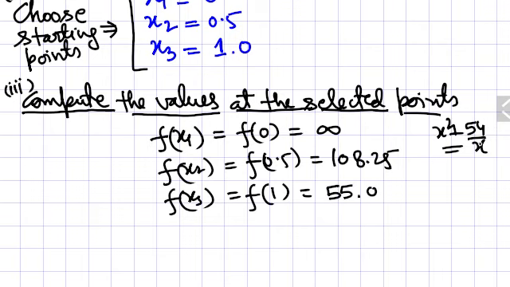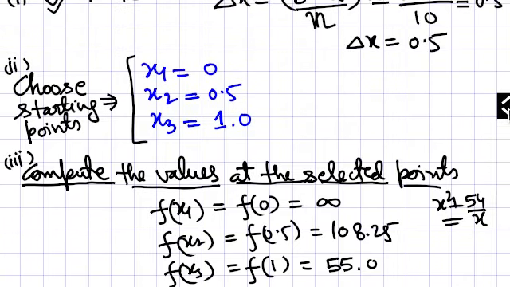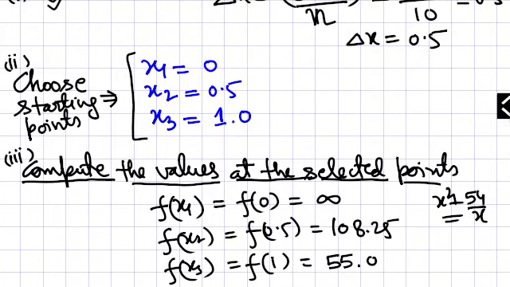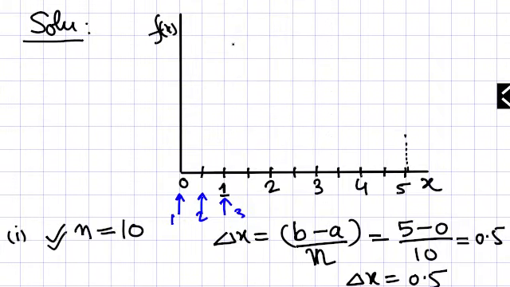Now you can see in the graph, at 0 it is infinite, at 0.5 it is coming something like 108.25, and at 1 it is coming to be 55. I am showing this very approximately. So these are the points coming, and you can see in this bracket a trend is coming to be downward.